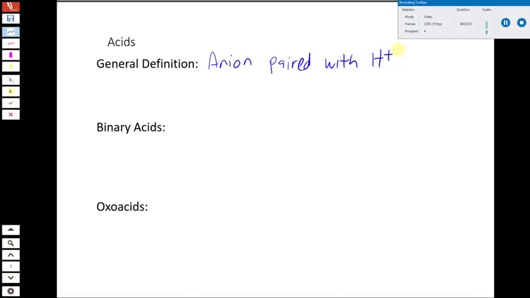All right. So there are 2 types of acids that we're going to learn how to name, and one of them is binary acids. These are, in terms of their chemical formula anyway, the simpler ones. So these ones are H+ paired with a monoatomic anion.